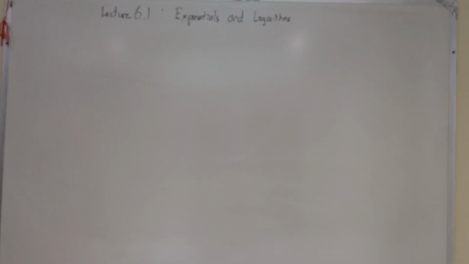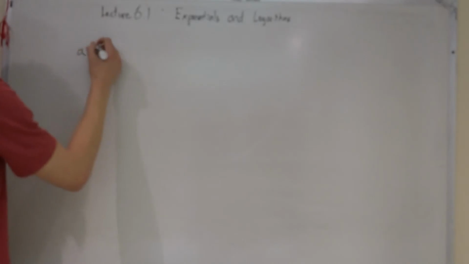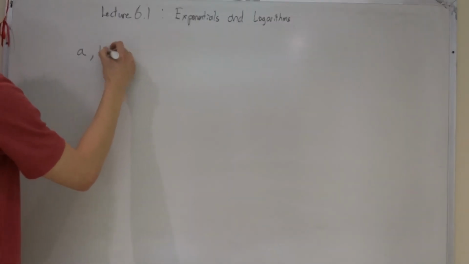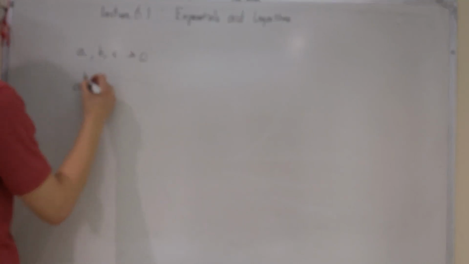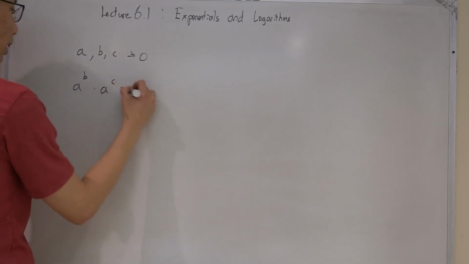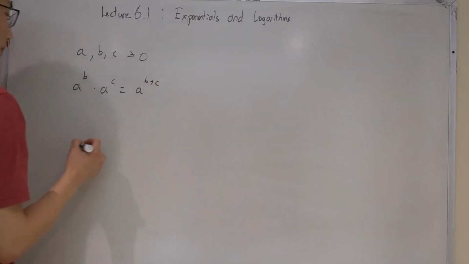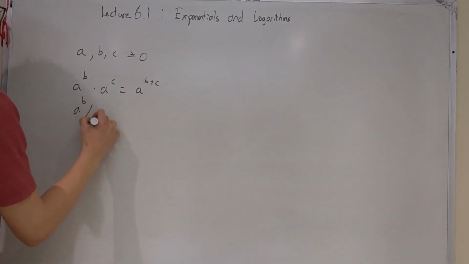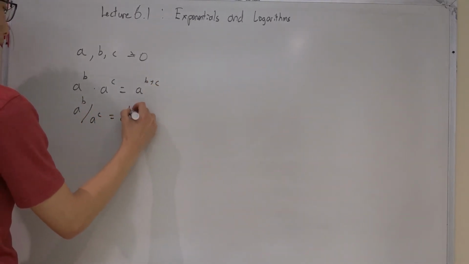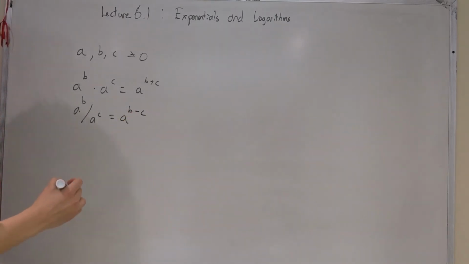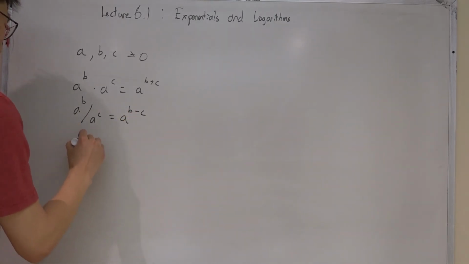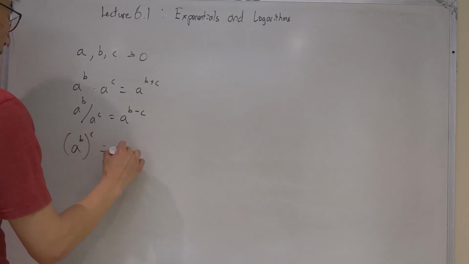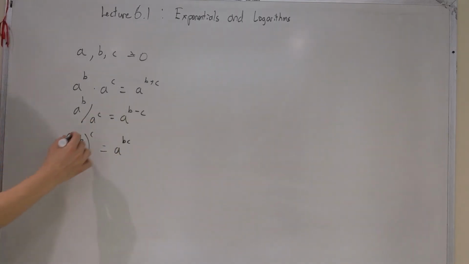Now, I did mention these in my grade 11 review video, but just to recap, suppose I have numbers a, b, and c, all non-zero. I have that a to the b times a to the c is equal to a to the b plus c. A to the b divided by a to the c is equal to a to the b minus c. Then I also have that a to the b, all of that to the c is equal to a to the bc. Okay? Those are the core exponential rules.